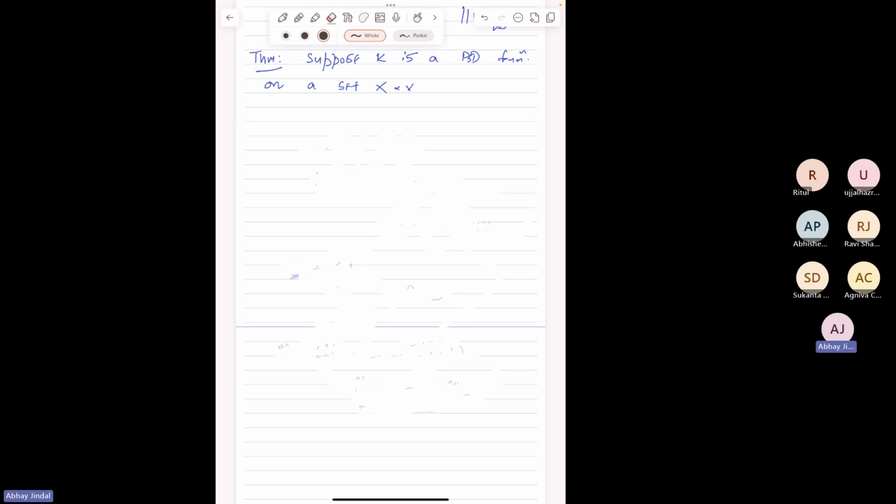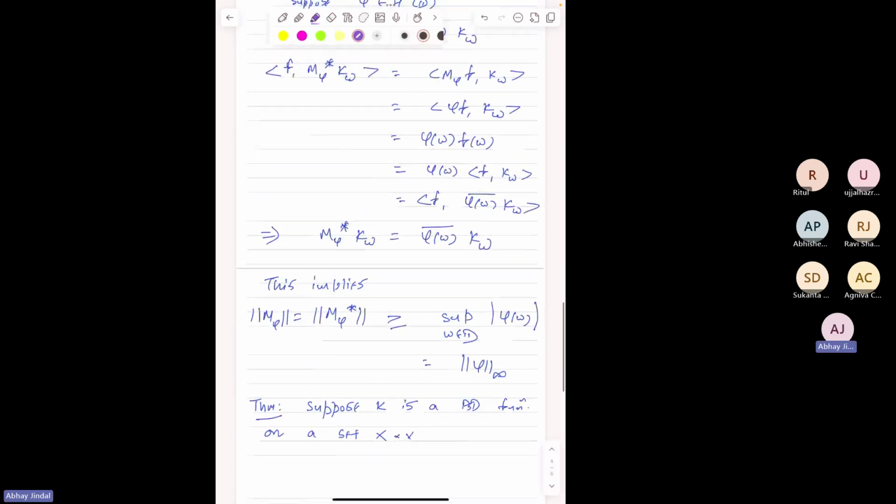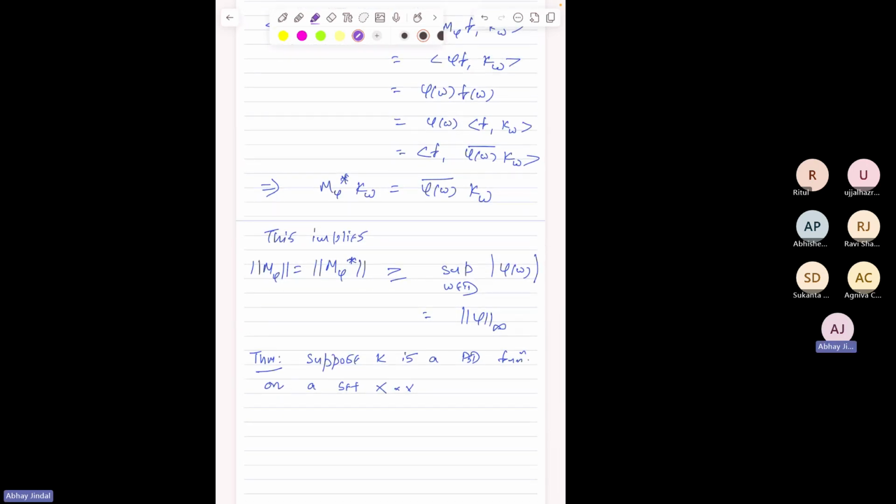The one direction which we have proved is true in general. That is, for any reproducing kernel Hilbert space consisting of, say, analytic functions, the multiplier algebra is contained inside H infinity of the disk. So this is what we proved, right? The norm of M phi will always be bigger than the sup norm.